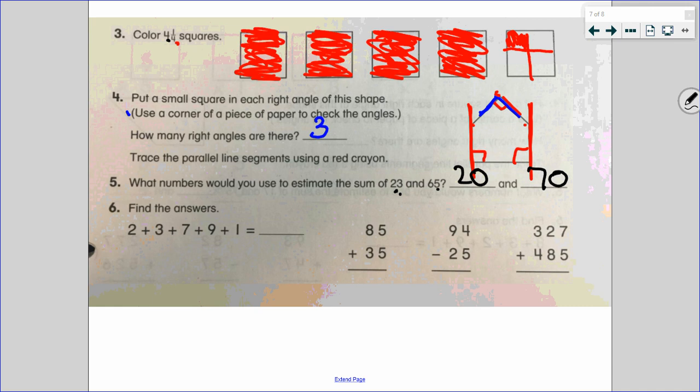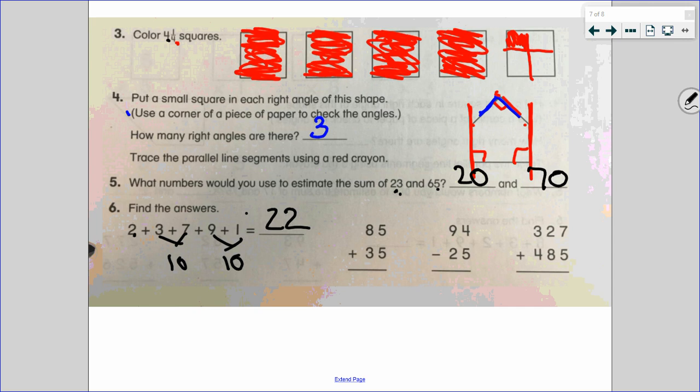All right, here we go. Bottom of the page, number 6, find the answers. I got a bunch of numbers. I'm going to put some 10s together. I like working with tens. I see 3 plus 7 and 9 plus 1. That's 10, 20, and then my 2 left over would make a total of 22.